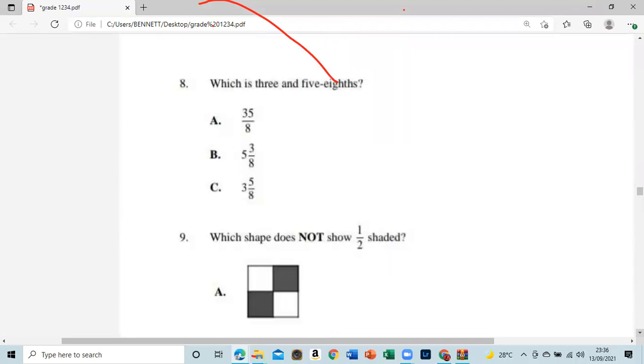Which is 3 and 5/8? So which is 3 and 5/8? This represents a natural number, or a whole number, and then 5/8. So 5/8 would be 5 out of 8.